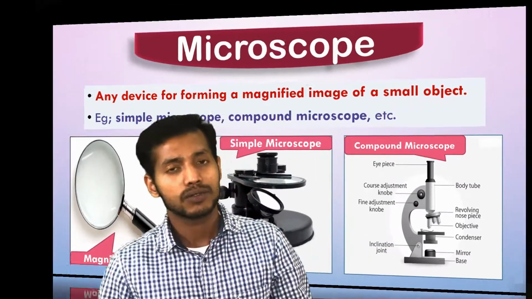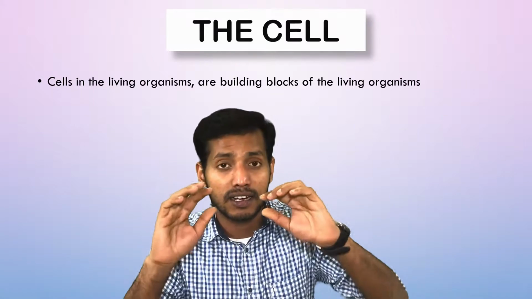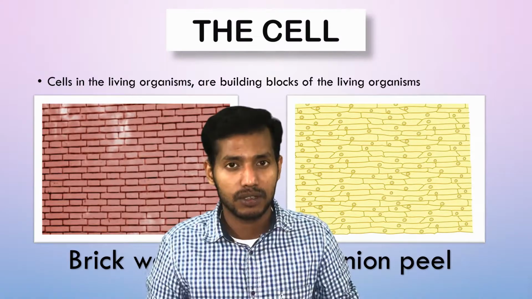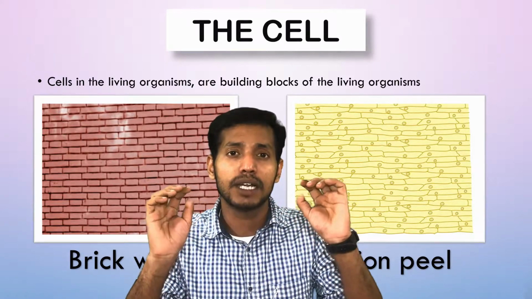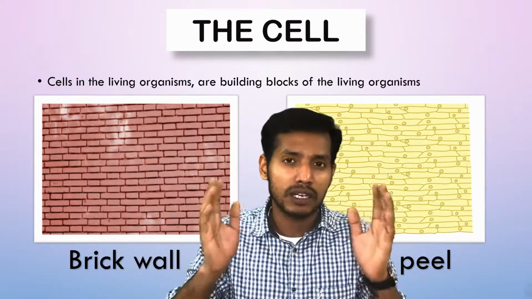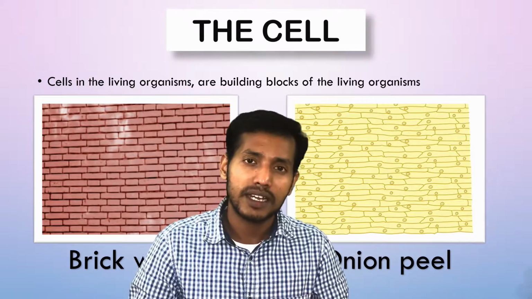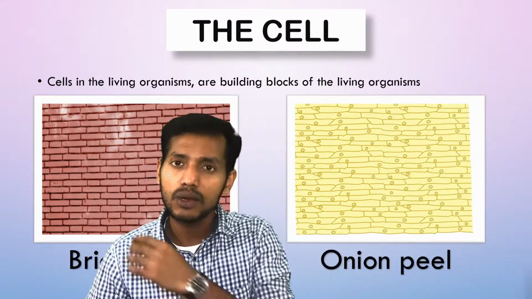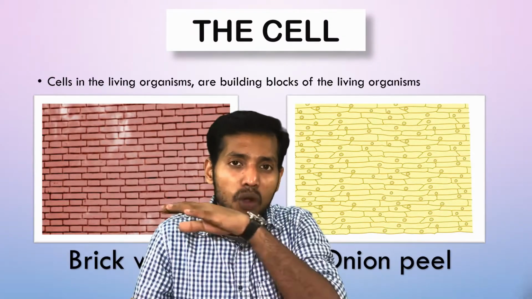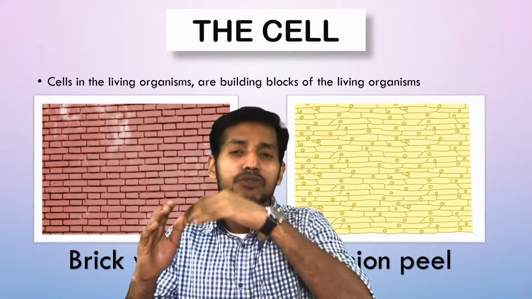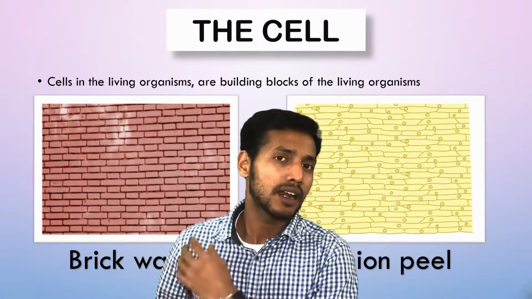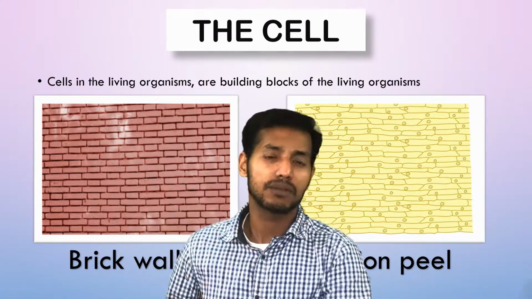Next, as we learned, a single cork slice consists of millions of cork compartments called cells. So the cell is a building block of living organisms. Cells are the building blocks of all the living organisms. To show this, we can take an example of a wall. Here look at this wall made up of small bricks. And these small bricks are arranged in a particular manner to form a wall. So this brick is a building block of this wall.